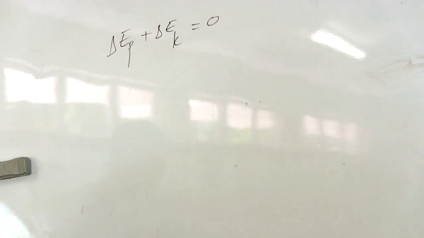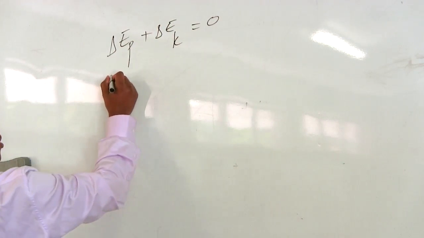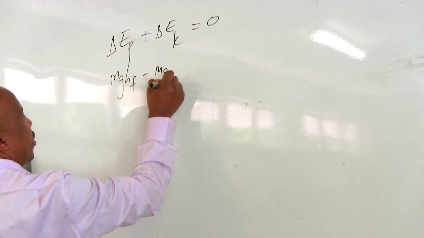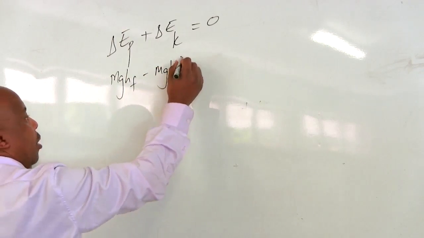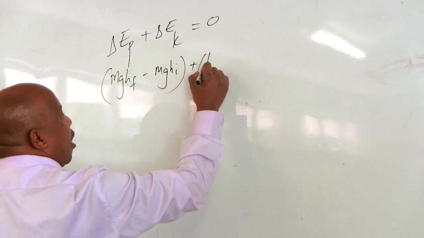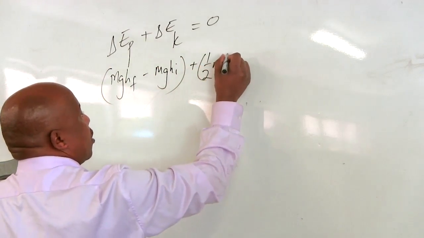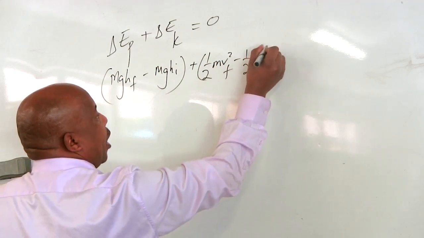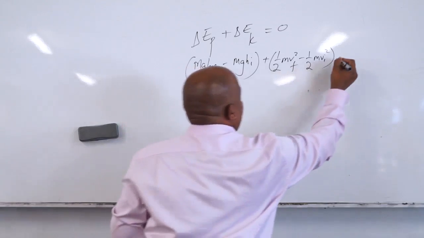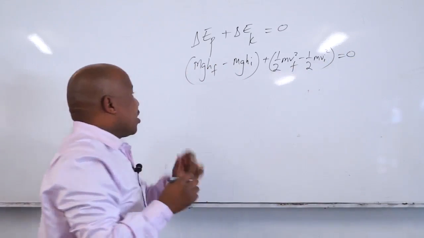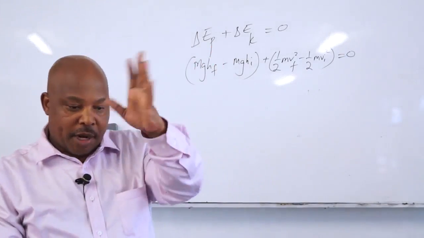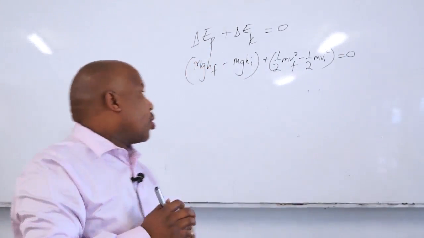Remember, the delta is change in physics. So that means you're going to have mgh final minus mgh initial plus half mv squared final minus half mv squared initial. This will be equal to 0. This is the formula you can use in the energy principle. There is the other formula, but I'm not going there. I just want to show you this one.